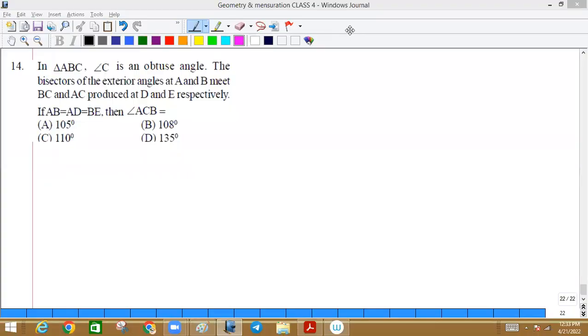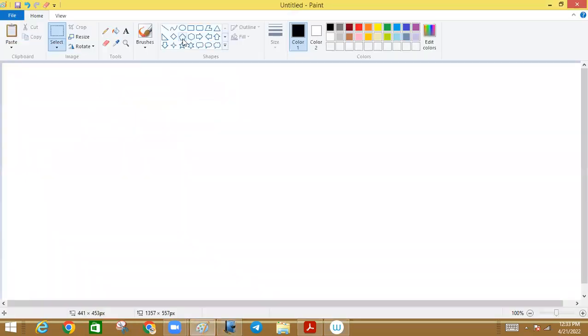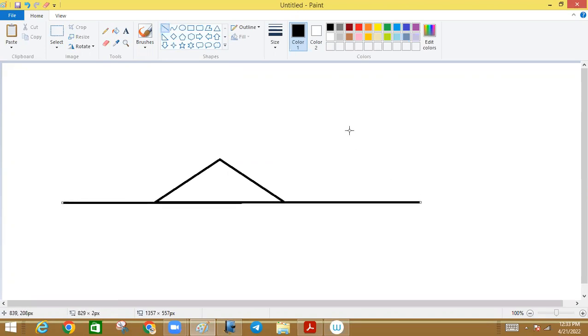In triangle ABC, angle C is an obtuse angle, and the bisectors of the exterior angles at A and B meet BC and AC produced at D and D respectively. You need to try to understand the figure first. What kind of an angle is C? Obtuse. I'm taking the bisectors. This is one bisector. This is another bisector. What kind of bisectors are they? These are external angular bisectors.